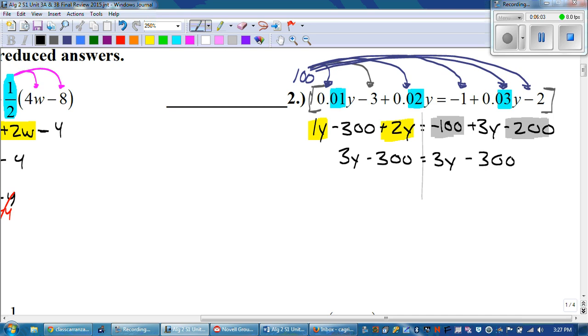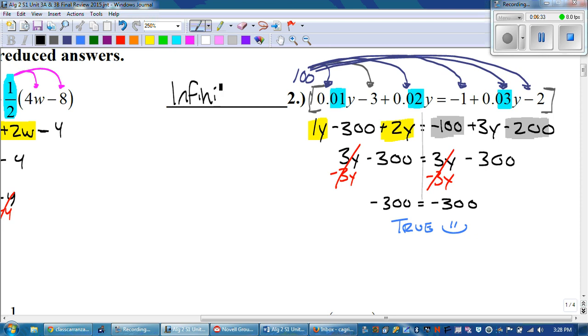Okay, I have variables on both sides, so I want to get rid of my variables. I'm going to subtract the 3y, so that cancels. But then what happens on the right side? Yeah, it cancels too. So we have -300 equals -300. Is that a true statement or a false statement? Okay, we're left with a true statement. When we're left with a true statement, it means infinite solutions.